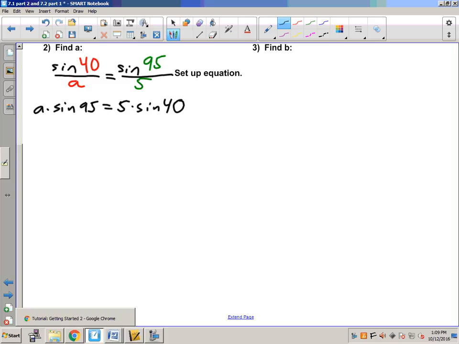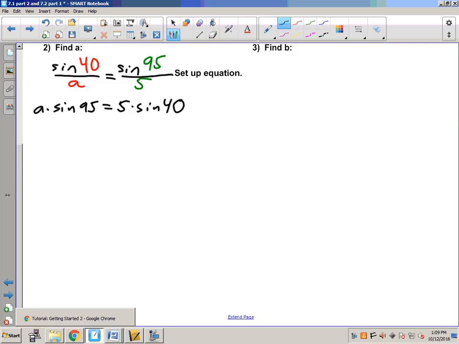Is anybody tempted right now to type 5 times the sine of 40 into their calculator and turn that into a decimal answer? No? That's wonderful. Hopefully you guys are all being honest with me right now. If you are tempted at all to type 5 times the sine of 40 in your calculator, you need to get over that immediately. Okay?